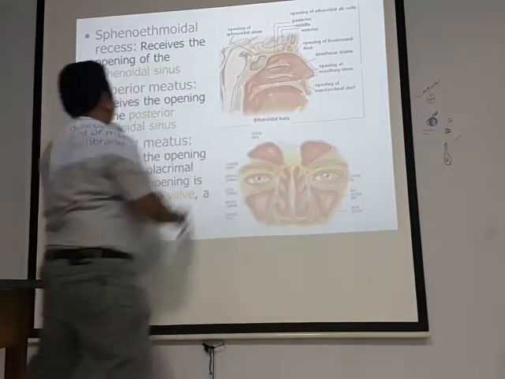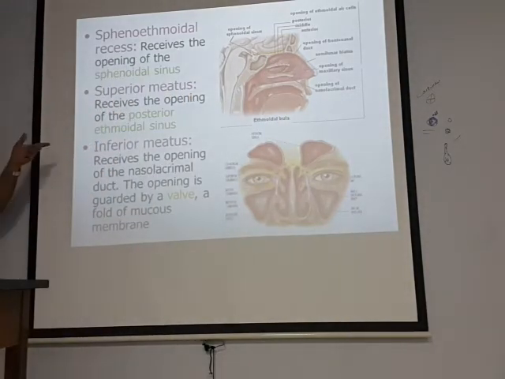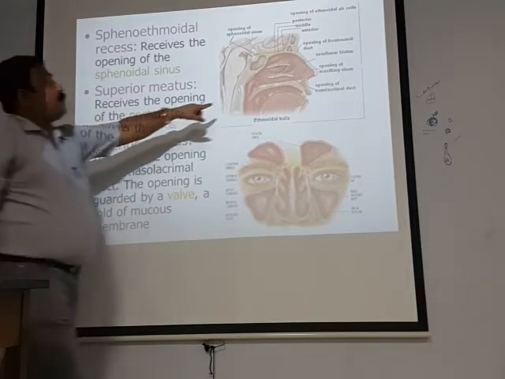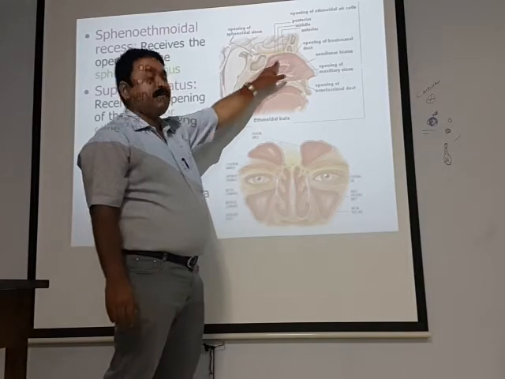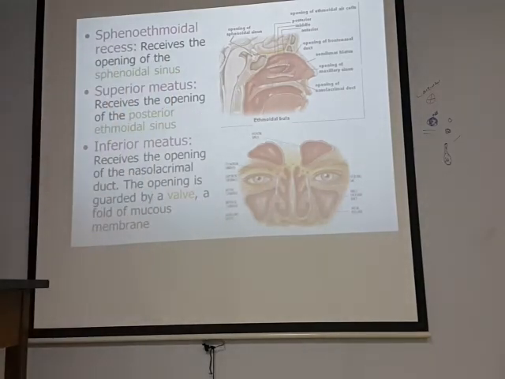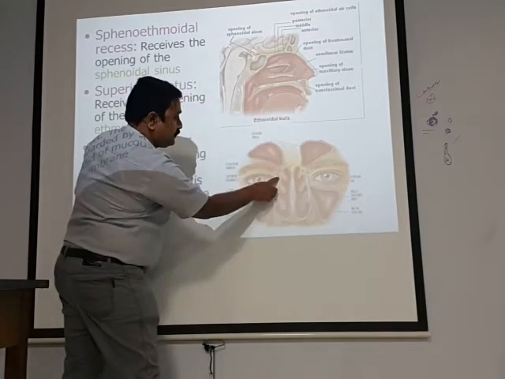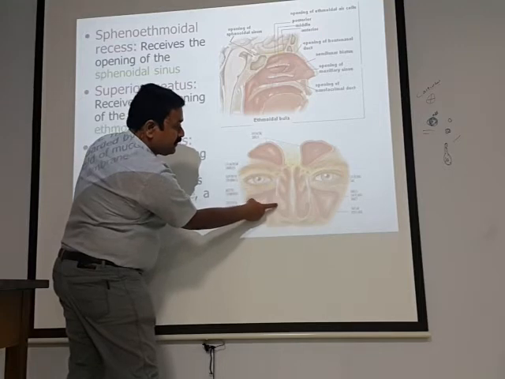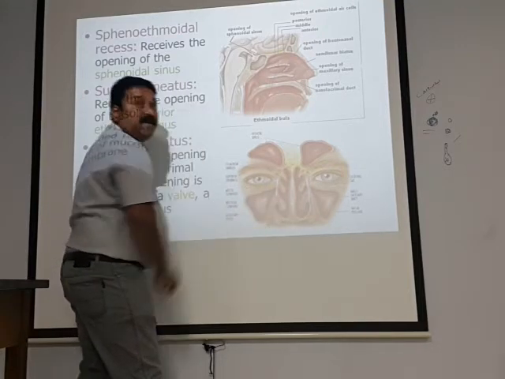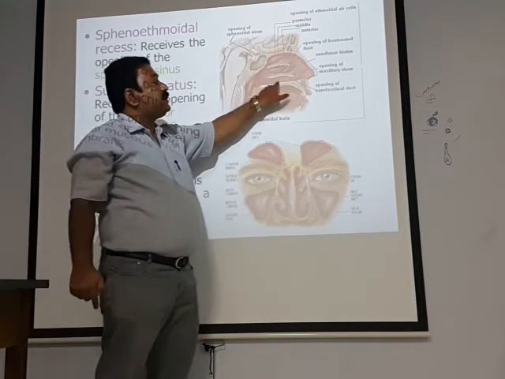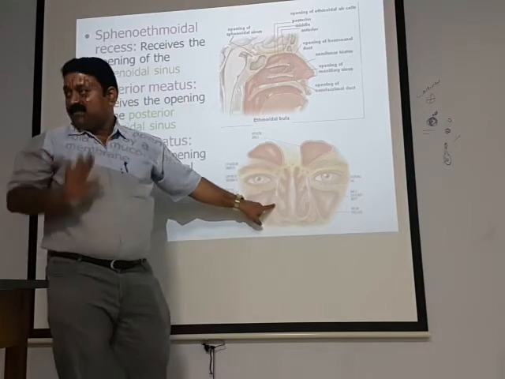And next is the superior meatus. What does it receive? It receives the opening of the posterior ethmoidal sinus. Posterior, anterior and middle ethmoidal sinuses are a group of air cells. The posterior one opens here in the superior meatus. And the inferior meatus receives the nasolacrimal duct. So this is the inferior meatus, and the nasolacrimal duct opens here into it. Is it clear? Yes.